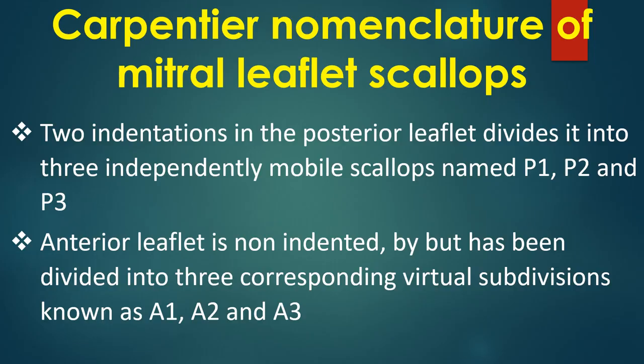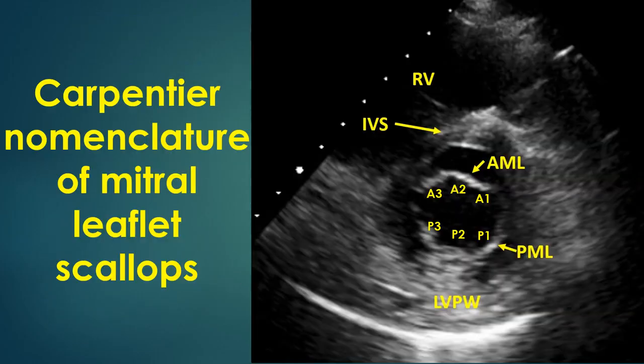Two indentations in the posterior leaflet divide it into three independently mobile scallops named P1, P2 and P3. The anterior leaflet is non-indented but has been divided into three corresponding virtual subdivisions known as A1, A2 and A3. Normal mitral valve in parasternal short axis view.